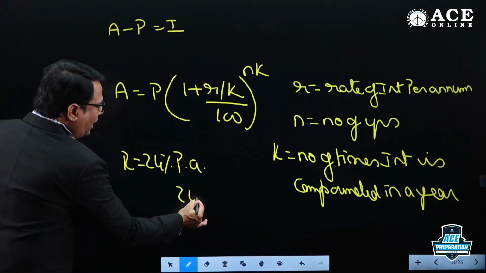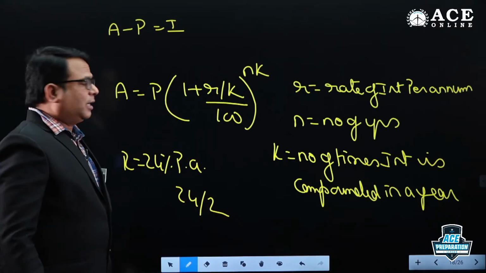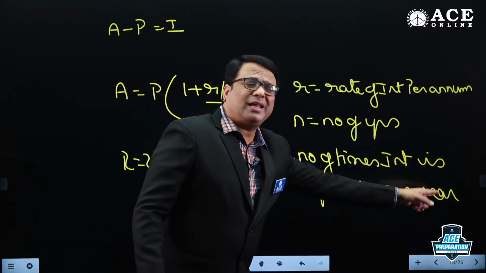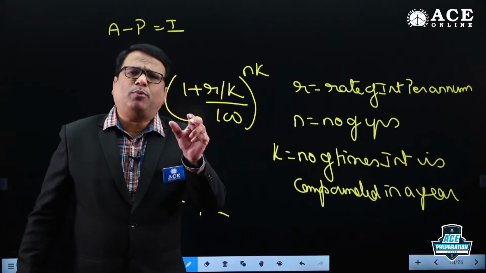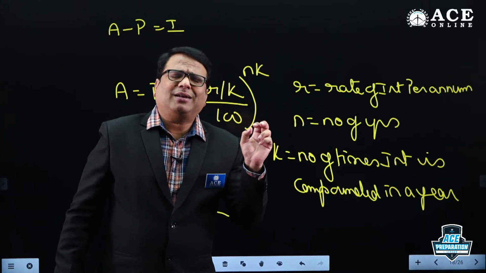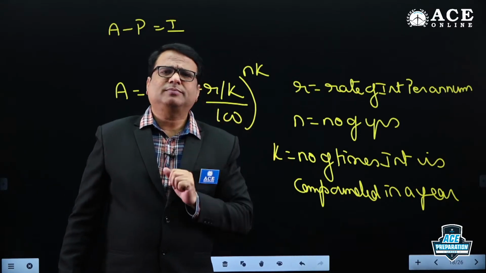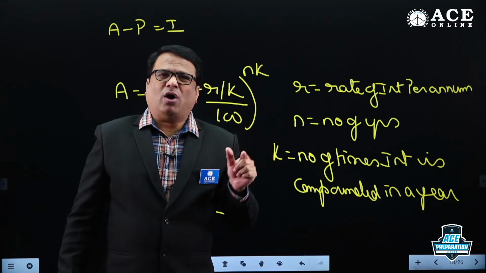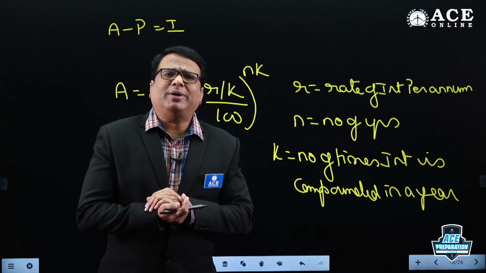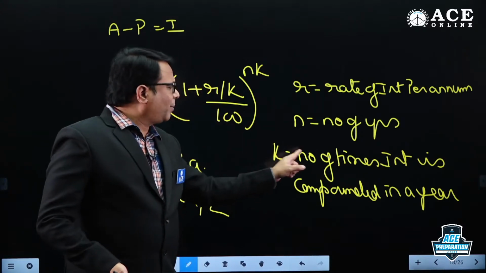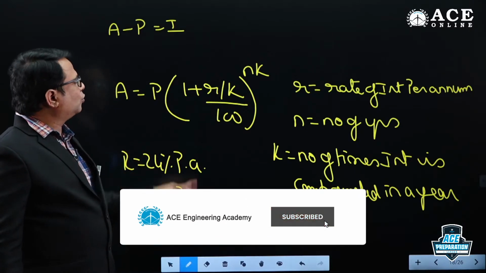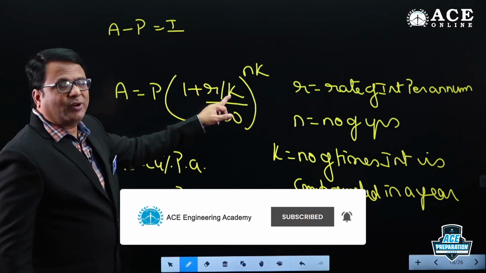Then to make this 24% into 12, we use R by K. R is 24 and K is how much? 2. What is K? The number of times interest is compounded in a year. If interest is compounded half yearly, in 1 year you will calculate compound interest 2 times. So the K value will become 2, and 24 by 2 will become 12.